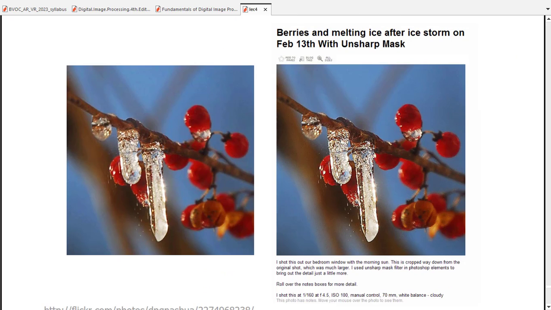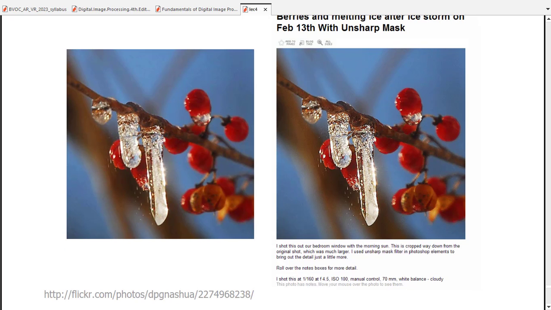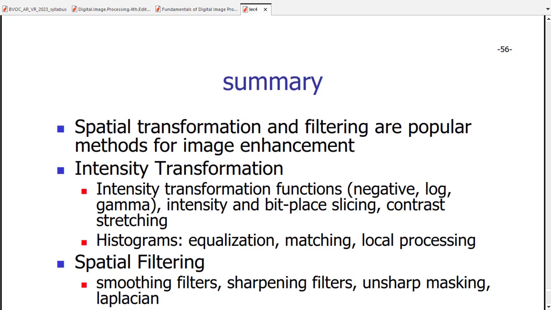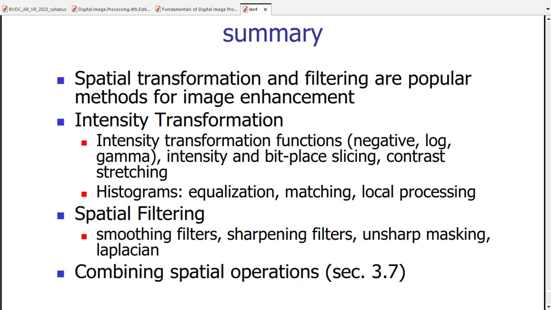So what is the major summary of this one? Spatial transformation and filtering are popular methods for image enhancement. Intensity transformation functions include negative, log, and so on. So here this is a combination of spatial operations, which is used to identify sharpness.